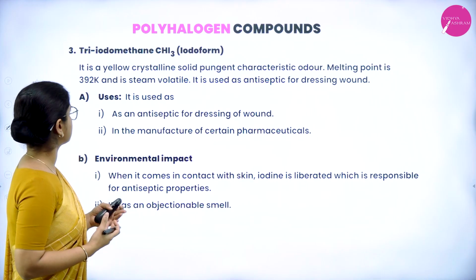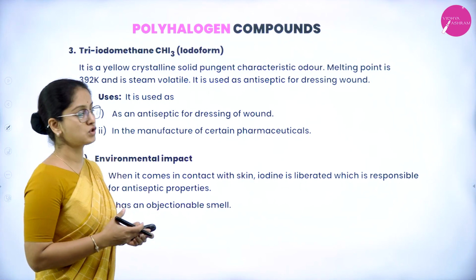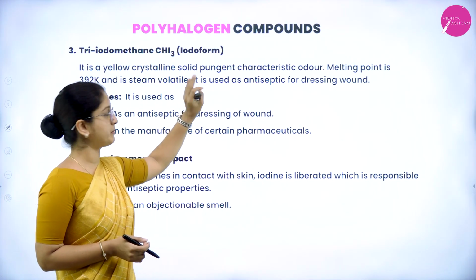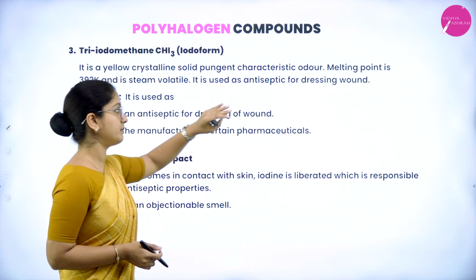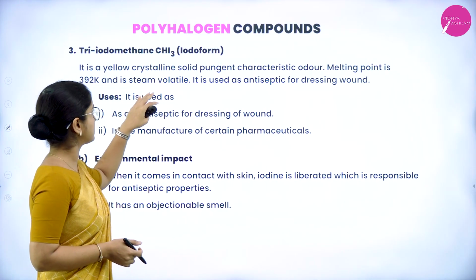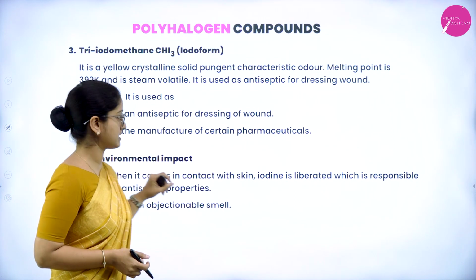So next one is triiodomethane, having the formula CHI3. It is also called iodoform. It's a yellow crystalline solid having a pungent characteristic odor, and melting point is around 392 Kelvin, and it is steam volatile. So it is used as antiseptic for dressing wounds.